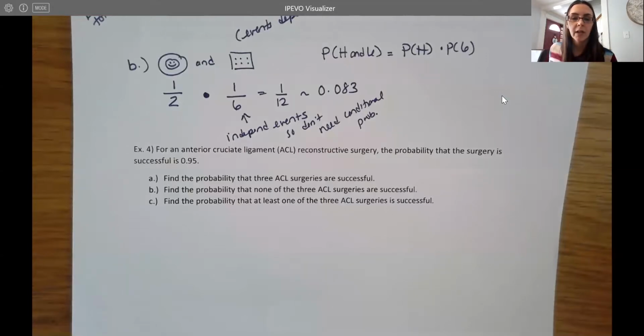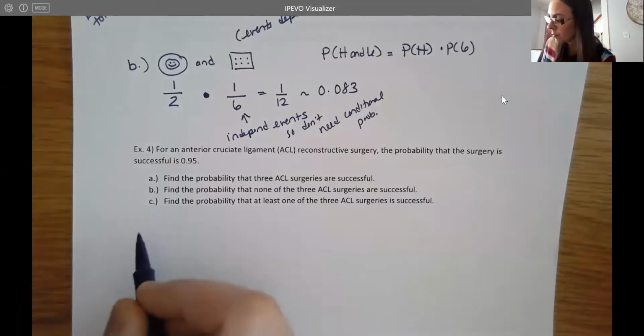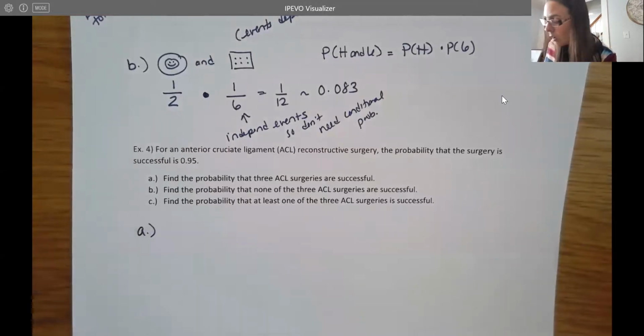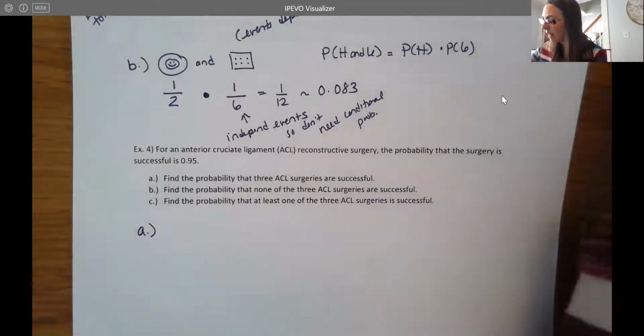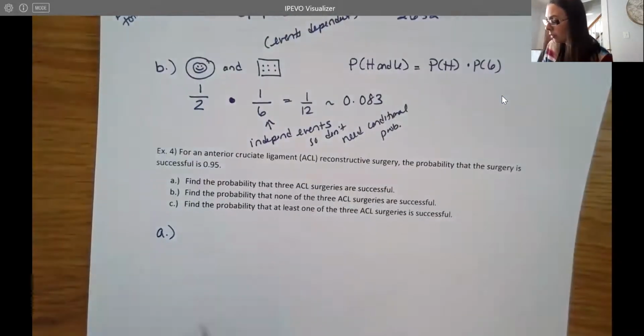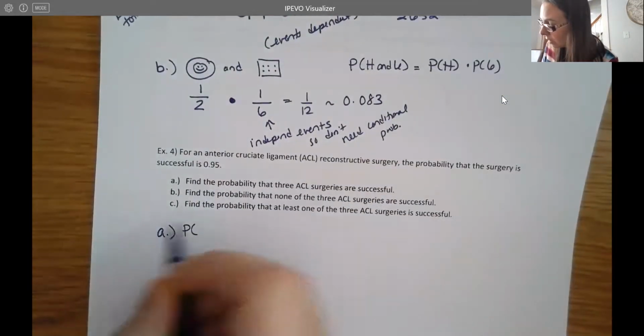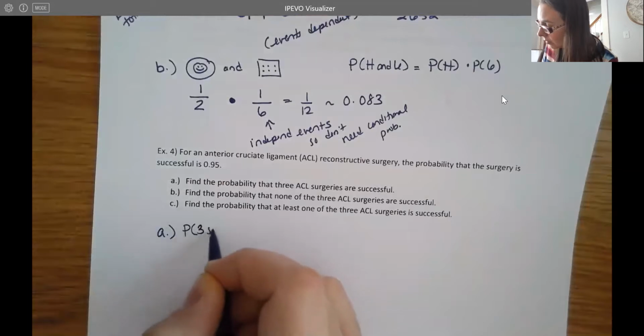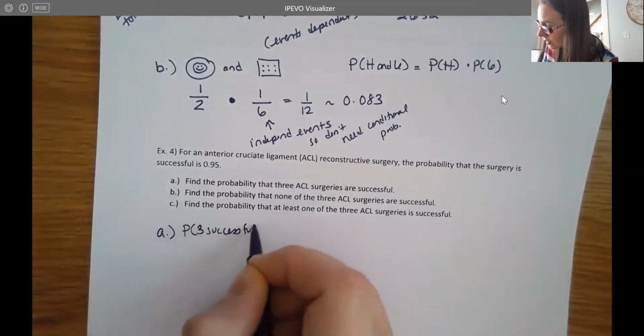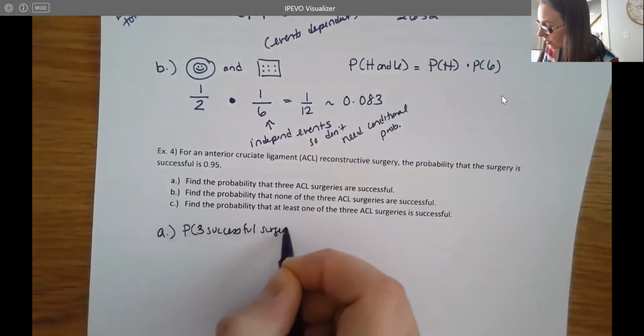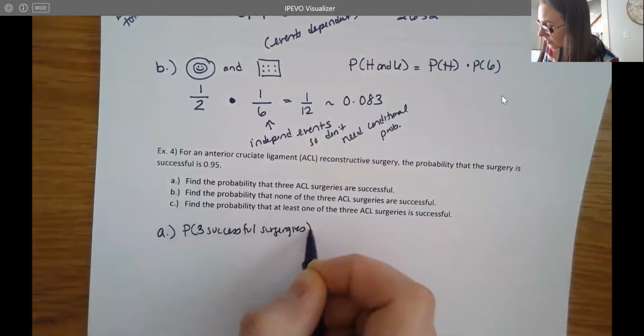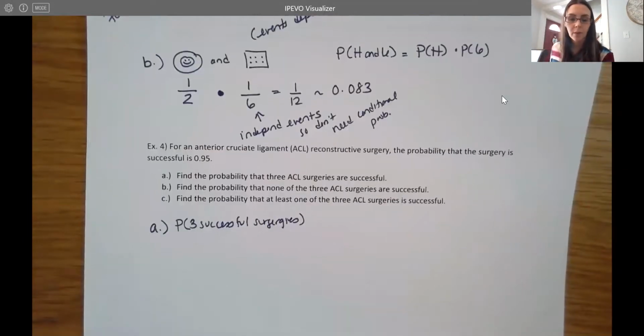For an ACL reconstructive surgery, the probability that the surgery is successful is 0.95. Okay, so this is given in your text. We want to find the probability that 3 ACL surgeries are successful. So probability of 3 successful surgeries. Okay, so that's what we're looking for here.